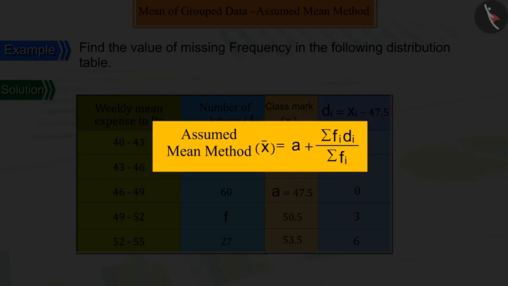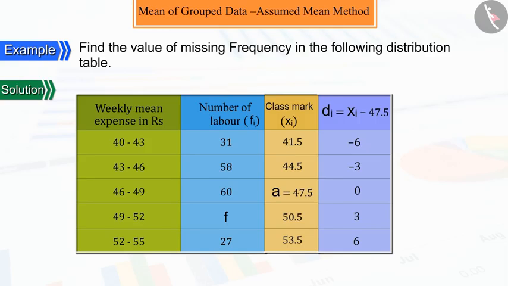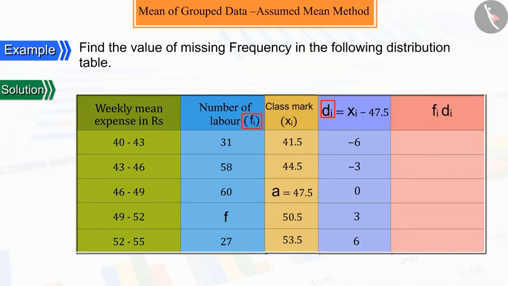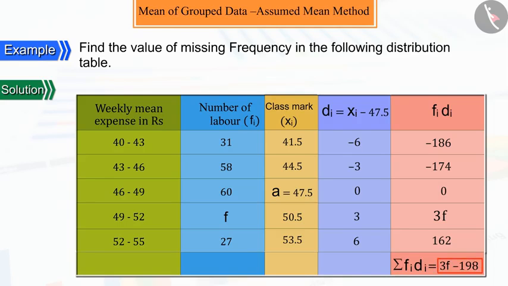From the assumed mean method, we can see here that we need the sum of the products fi di and the sum of frequencies fi. So we multiply each di by its corresponding frequency fi and get their sum equal to 3f minus 198. While the sum of corresponding frequencies is obtained as 176 plus f.